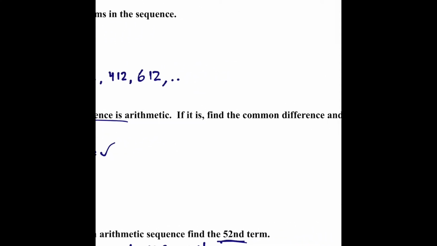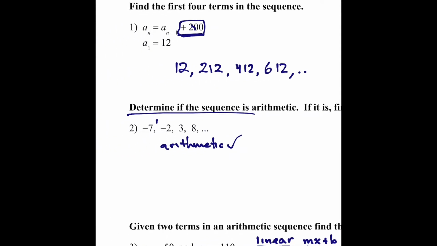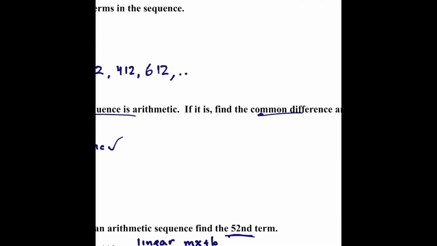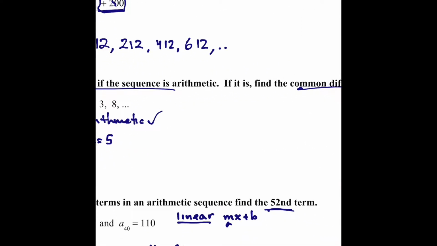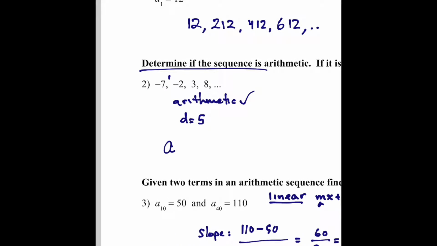And if it is arithmetic, find the common difference. Well, we already found that, so d equals 5. The common difference was what we're adding every time. And then the last thing they want is the nth term. So if you want to remember the formula, the nth term is first term plus n minus 1 times d.